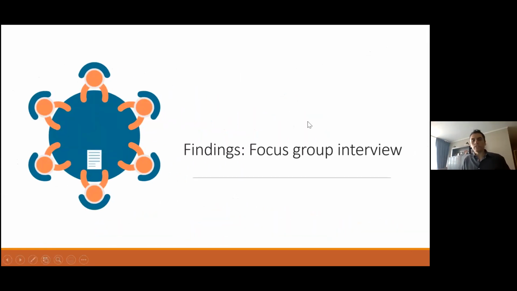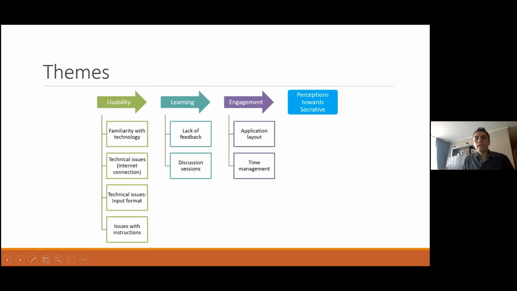And yes, we had this focus group interview set up. And these are the main themes, the main factors that we identified. And these factors belong to each of these components, of course. In terms of usability, we identified familiarity with technology, technical issues, issues with instructions. With learning, lack of feedback, and what happened in the discussion sessions. And finally, engagement: the layout of the application, and time management issues. All of these affected the perceptions that these students had towards Socrative.